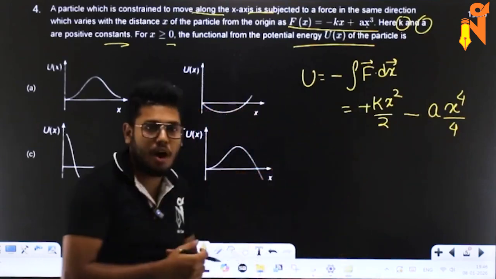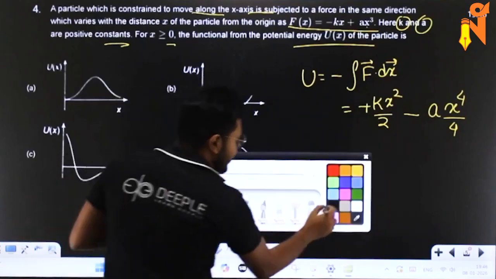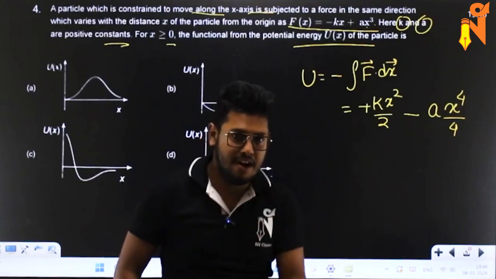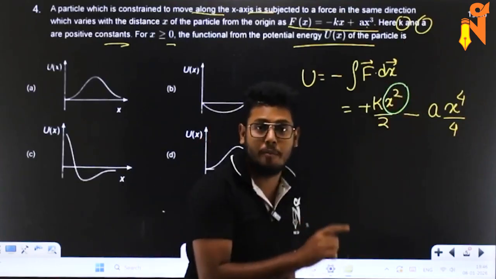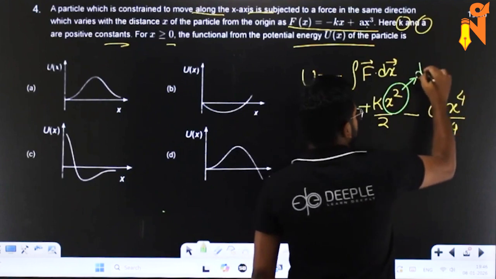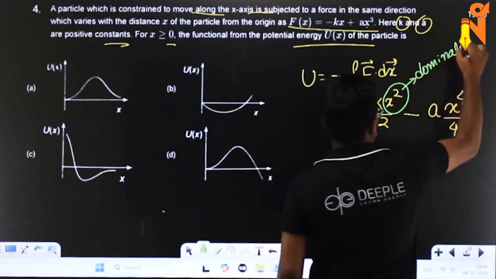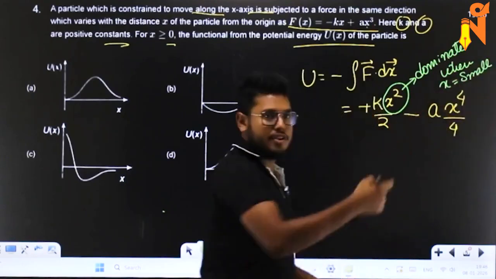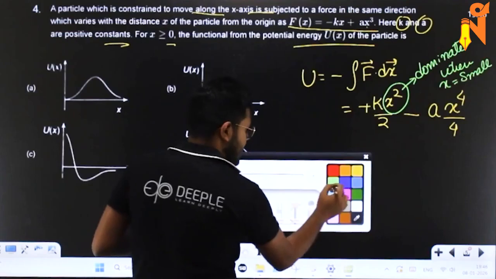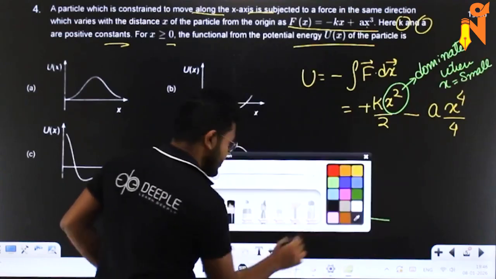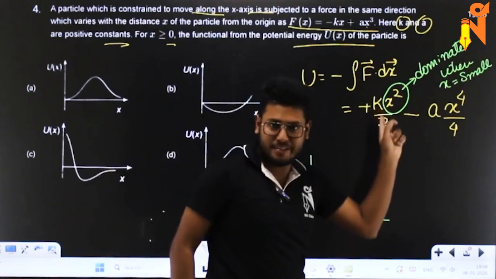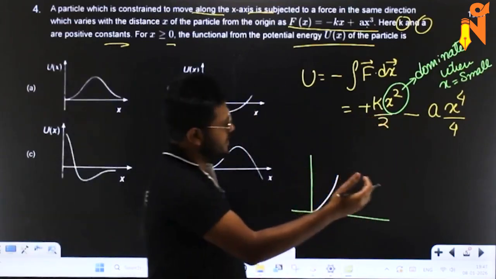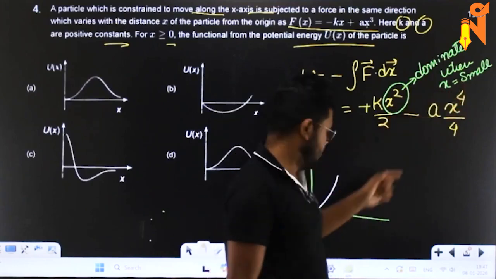Now let's try to see how this plot will look. As you all have the basic knowledge of mathematics, you must know that when x is a smaller number, the term with the smaller power of x will dominate. This part will dominate when x is small. And if that part dominates, you all know what will happen. If I just try to make a random graph by hand, that is a plus kx square by 2, so that is something like a parabola going up, something like this. So this is when x is small, so the small region of x.